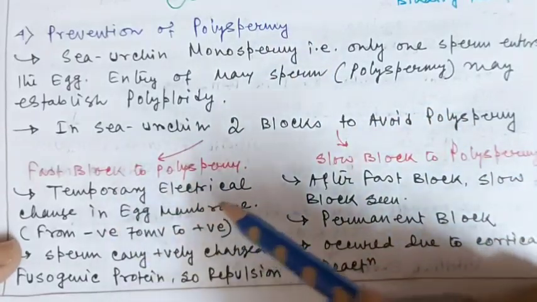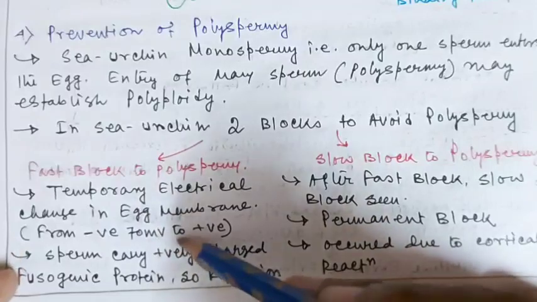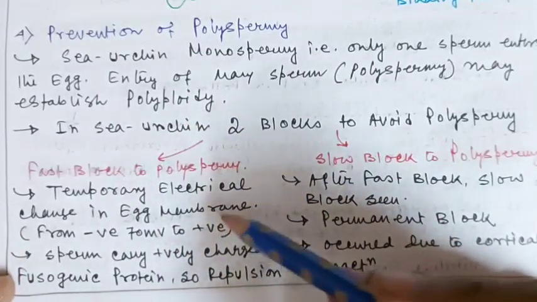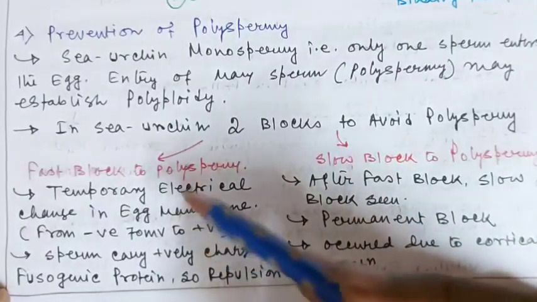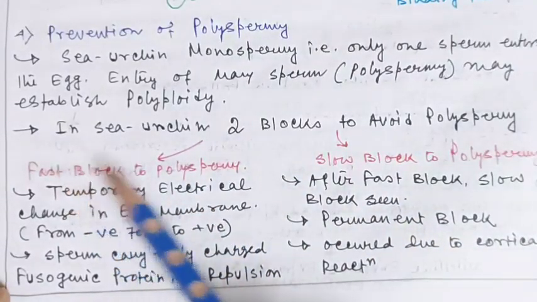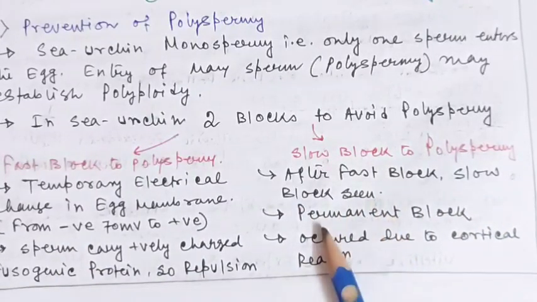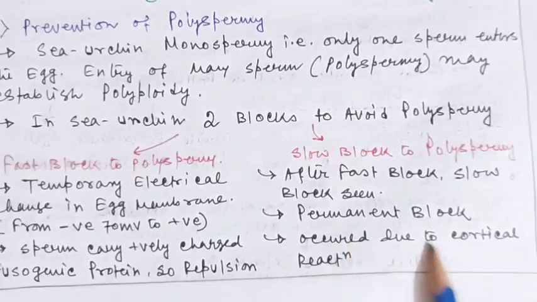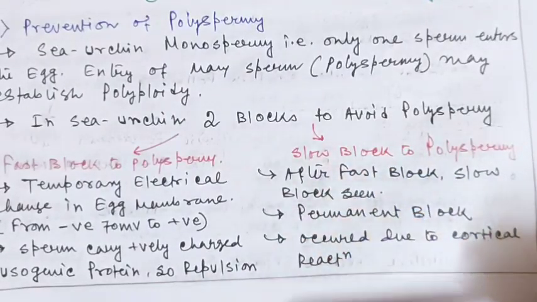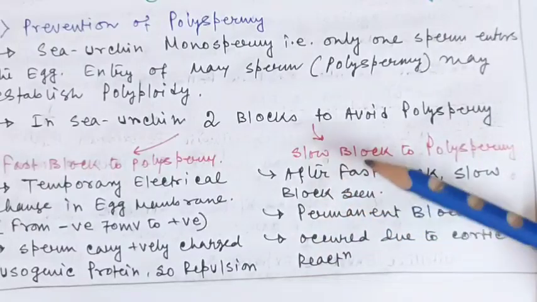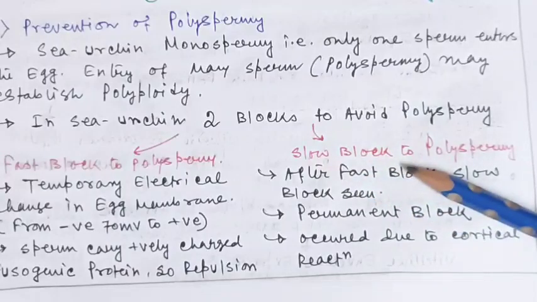So there is a temporary electrical change in the egg plasma membrane from negative 70 millivolts to positive millivolts, and since the sperm membrane is also positive, repulsion can occur, and this causes the prevention of polyspermy. This is called the fast block to polyspermy. After the fast block, the slow block of the sperm can be seen, and this is called the permanent block, and occurs due to the cortical reaction. Inside the plasma membrane many cortical granules are present, and these cortical granules will be released into the perivitelline space, and this causes the formation of the fertilization membrane, which also prevents polyspermy.